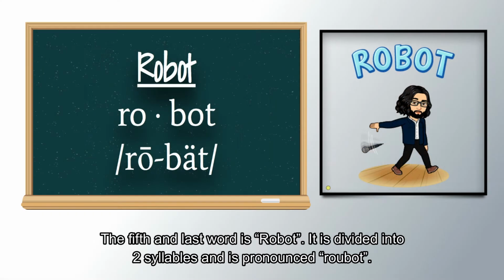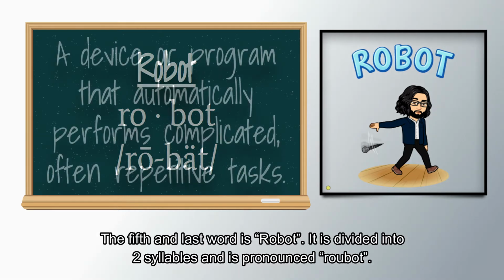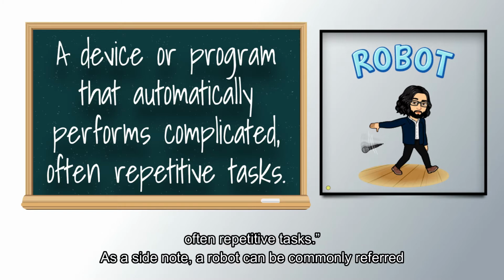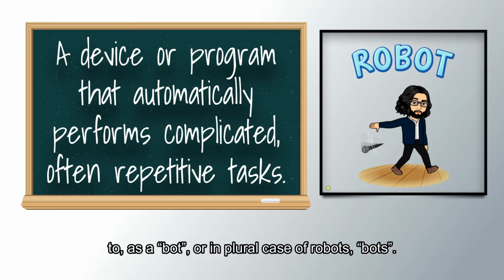The fifth and last word is robot. It is divided into two syllables and is pronounced robot. It is defined as a device or program that automatically performs complicated and often repetitive tasks. As a side note, a robot can be commonly referred to as a bot, or in the plural case of robots, bots.